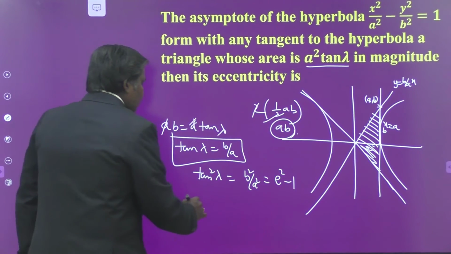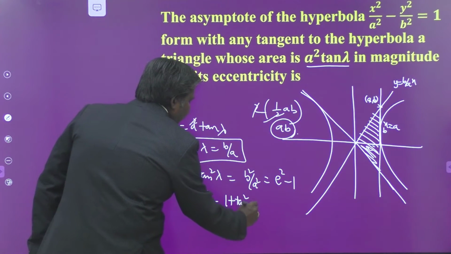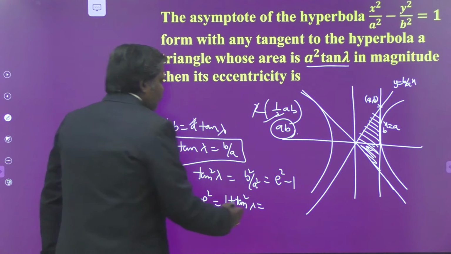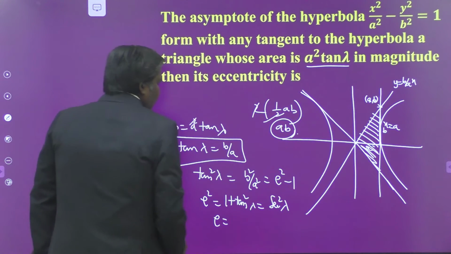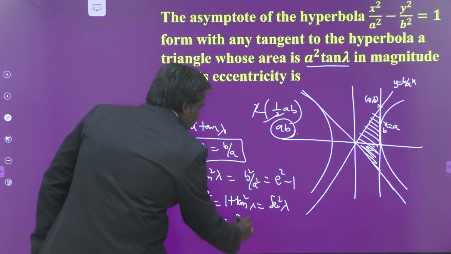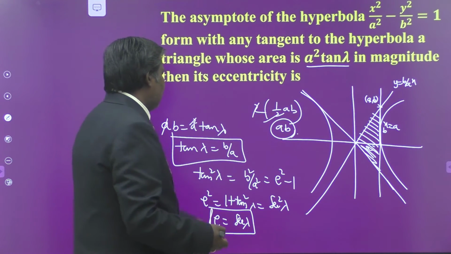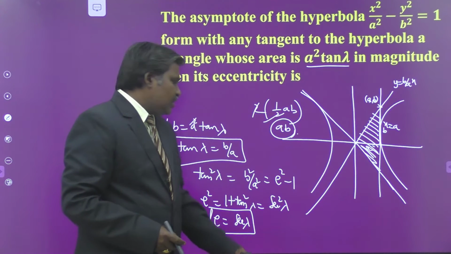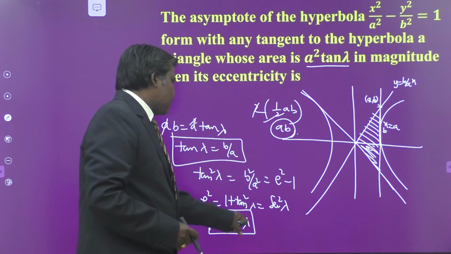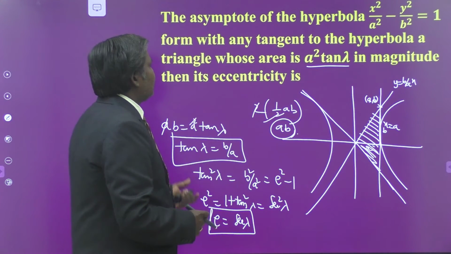From that, e square is equal to 1 plus tan square lambda. 1 plus tan square lambda is secant square lambda. Therefore, the eccentricity of the hyperbola is secant lambda. Because eccentricity is always positive, so you take it in the positive sense. e is equal to modulus of secant lambda. So suppose the angle is whatever it may be, eccentricity is mod secant lambda.